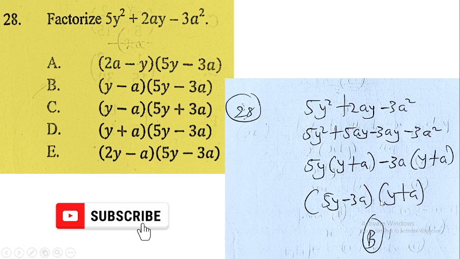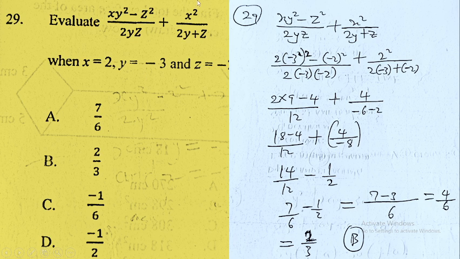You have it to be this. So we have 5y minus 3a into y plus a. And option B is the correct option. As you can see, question number 29 is what we want to do now.